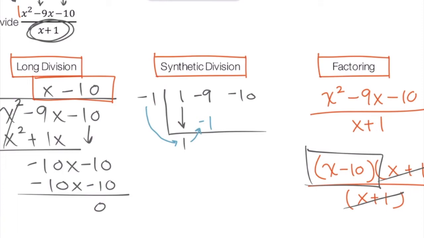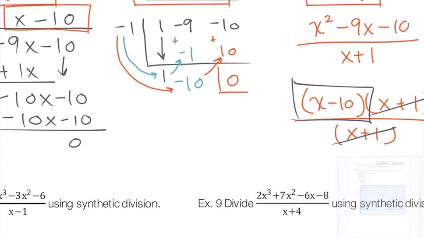Now we're going to add negative 9 and negative 1 to get negative 10. The next step is we're going to multiply negative 1 times negative 10, and we're going to put that number here, positive 10. Now we add those two numbers together, and what do we get is a 0. Okay, so what does that tell us? That tells us that we have no remainder. That last number is always going to be your remainder.